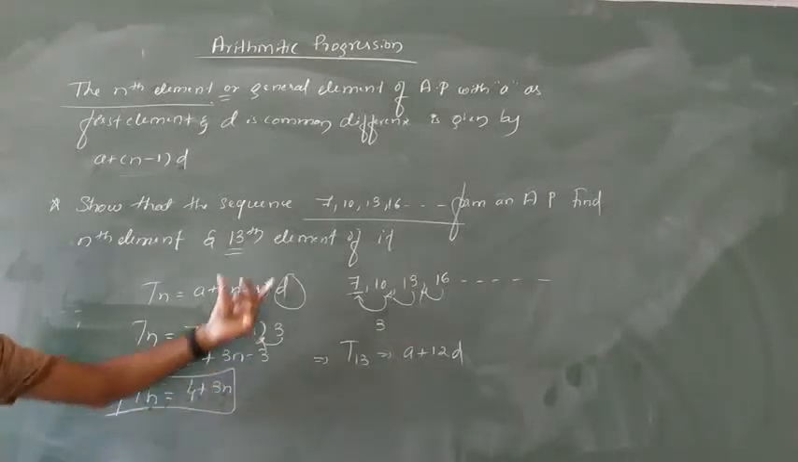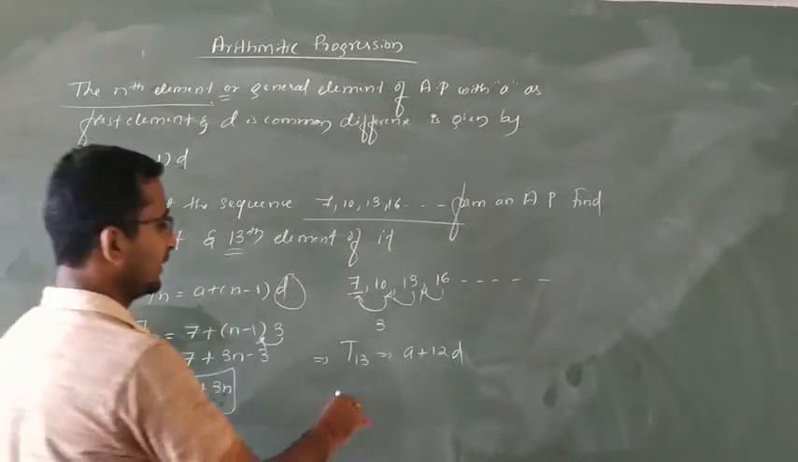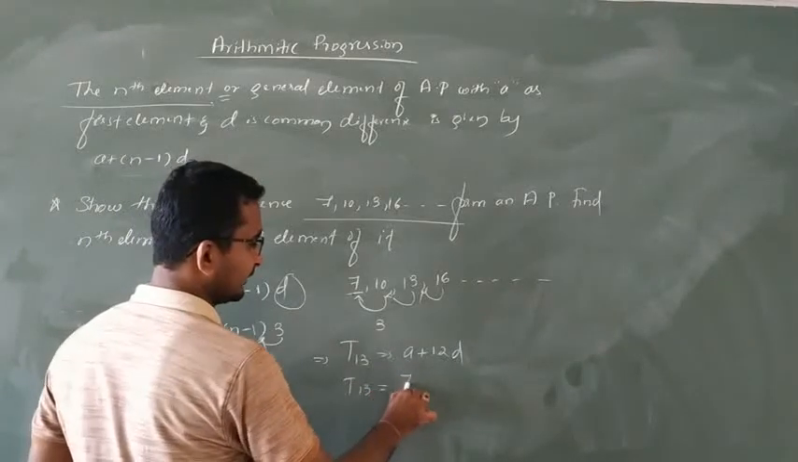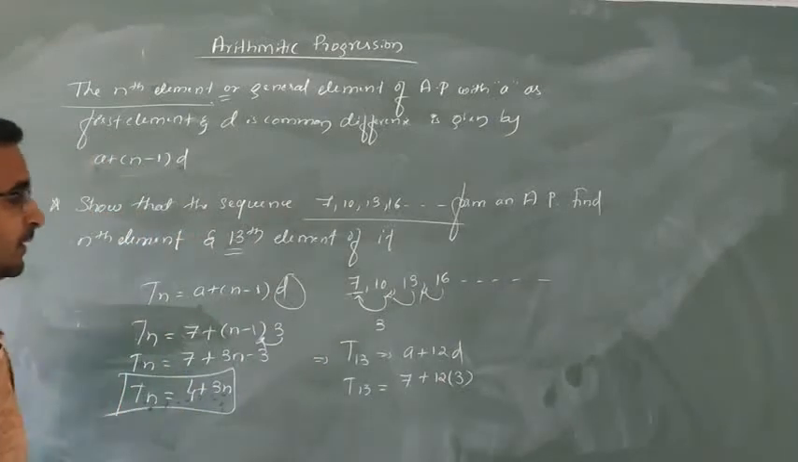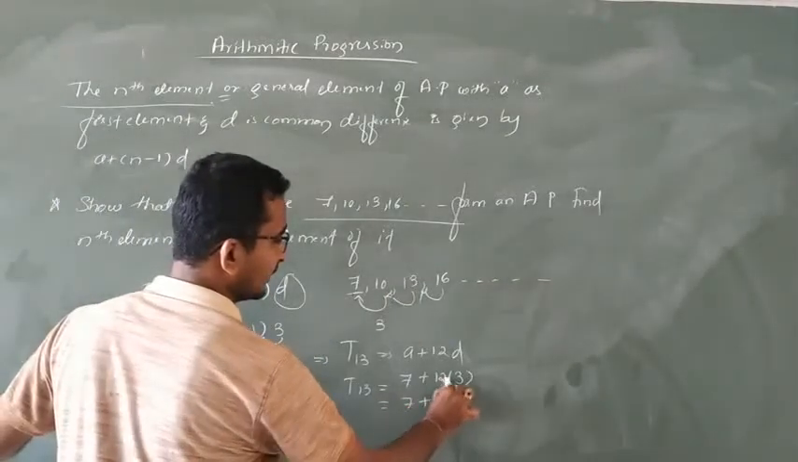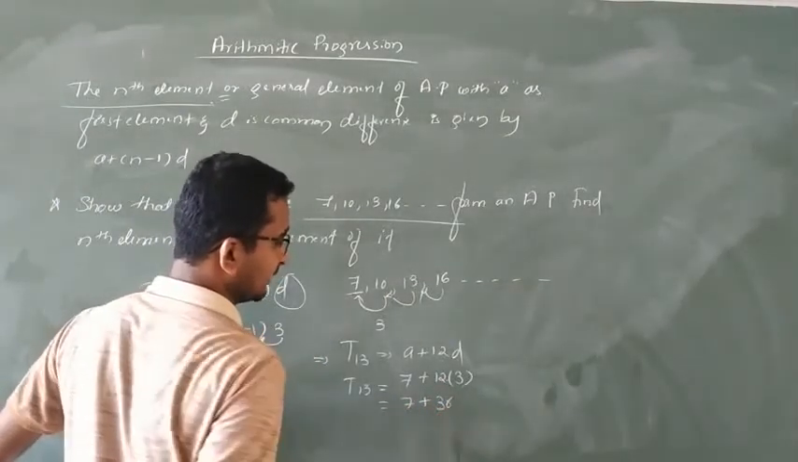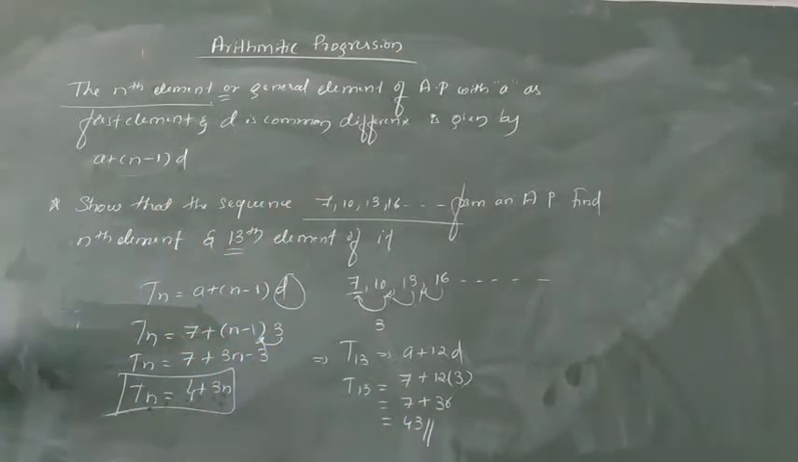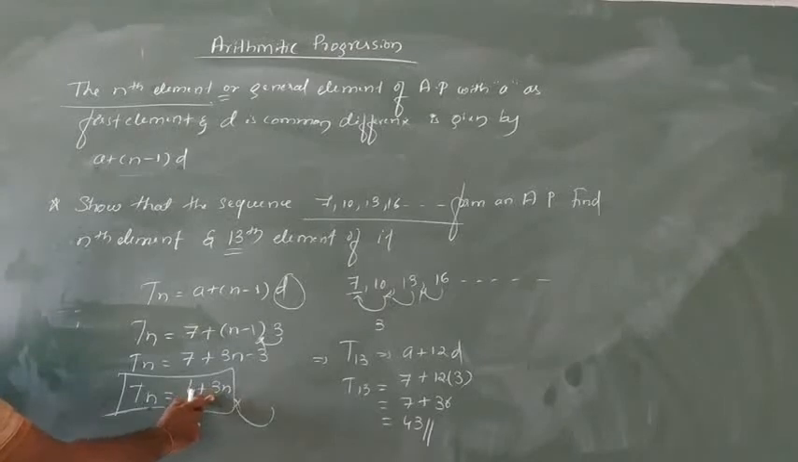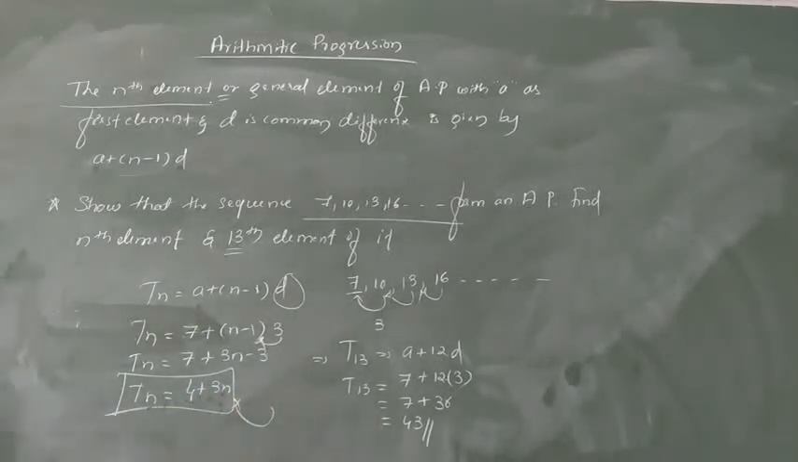Then you also get the T13th element. T13 is nothing but A is 7 plus 12 into D, which is 3. Then this is 7 plus 12 3s are 36. 36 plus 7, that is 43. So this is the 13th element. Or else if you substitute n is equal to 13, 3 3s are 39. 39 plus 4, that is again the same answer you are going to get here. Okay. So the next example.